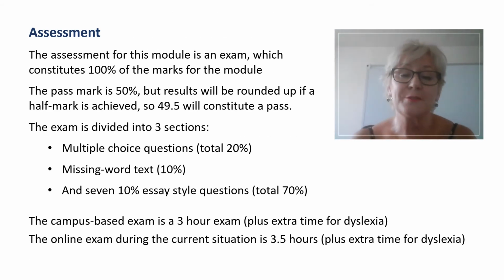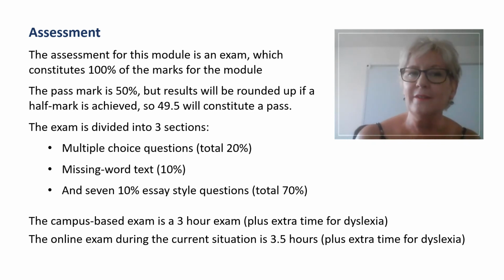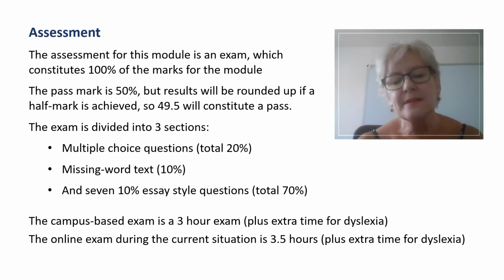Which brings us on to assessments. There is one exam, so it constitutes 100% of the marks for the module. There's no other assessments that go to make up your mark. The pass mark is 50%, but if you get a 0.5, which often happens, it is always rounded up. So if in the exam you get 49.5, that constitutes a pass because it will be rounded up to 50%, and 50% is a pass.